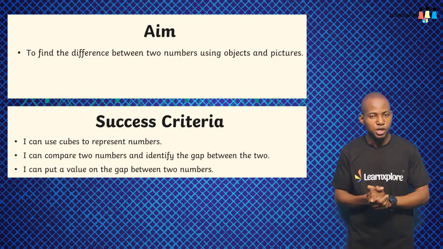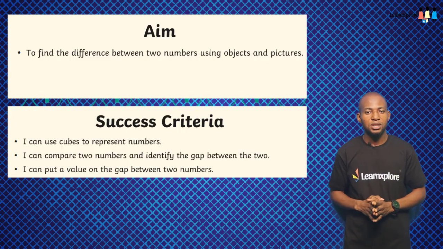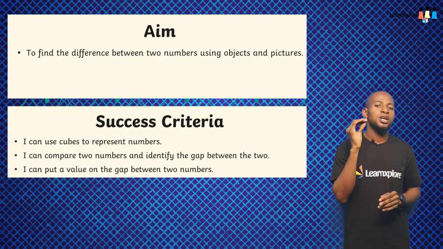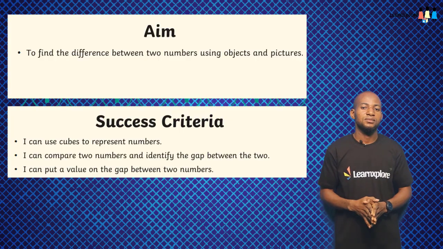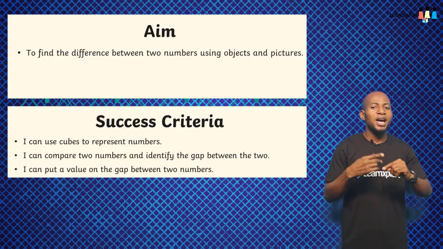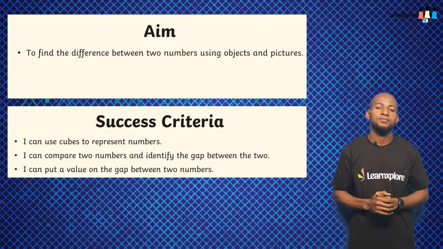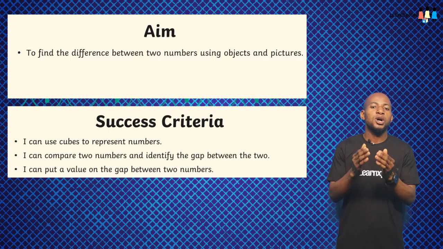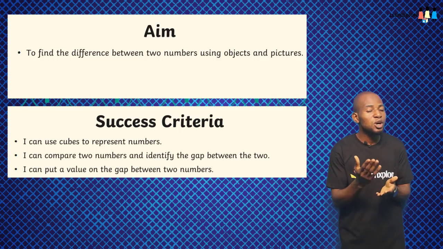And that will be all for this lesson on how to find the difference between 2 numbers using objects and pictures. I hope you enjoyed the class. Now, you can use cubes to represent numbers. You can compare 2 numbers and identify the gap between the 2. You can put a value on the gap between the 2 numbers.